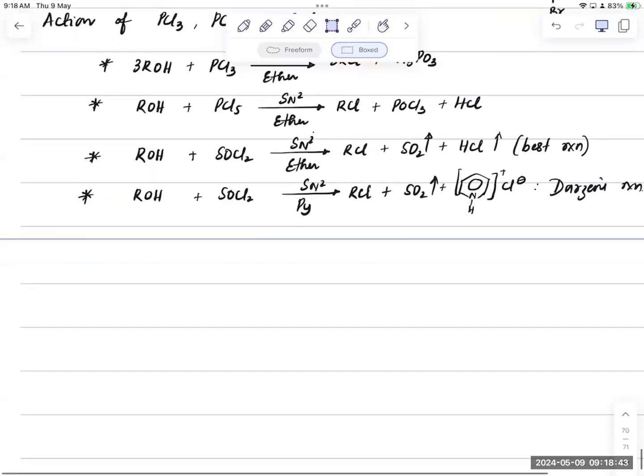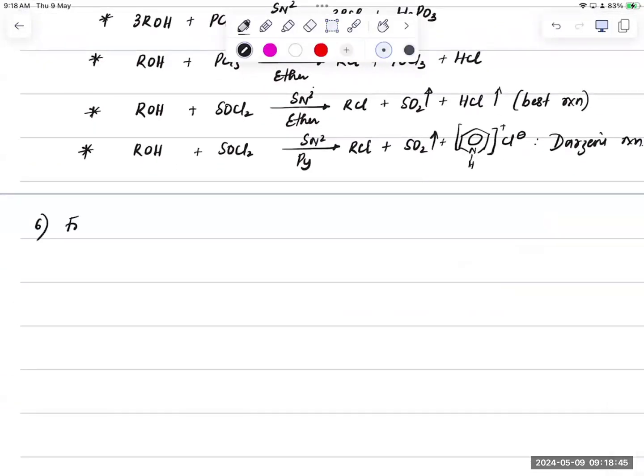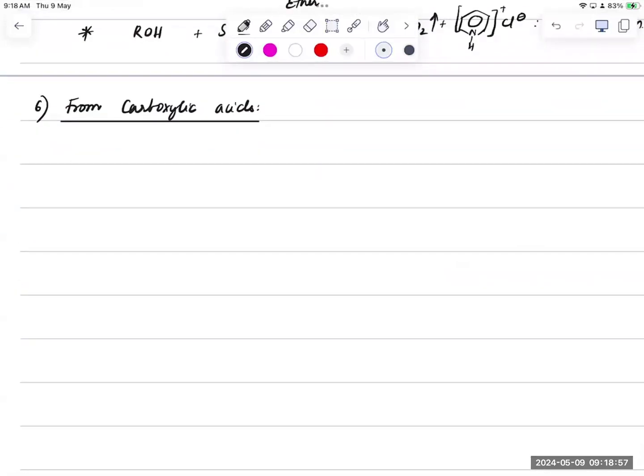Okay, sixth one. Sixth is from carboxylic acids. How do we get alkyl halides from carboxylic acids? First, RCOOH has to be treated with moist Ag2O. This will make an acid-base reaction to give RCOOAg plus H2O. This is a silver salt of carboxylic acid.